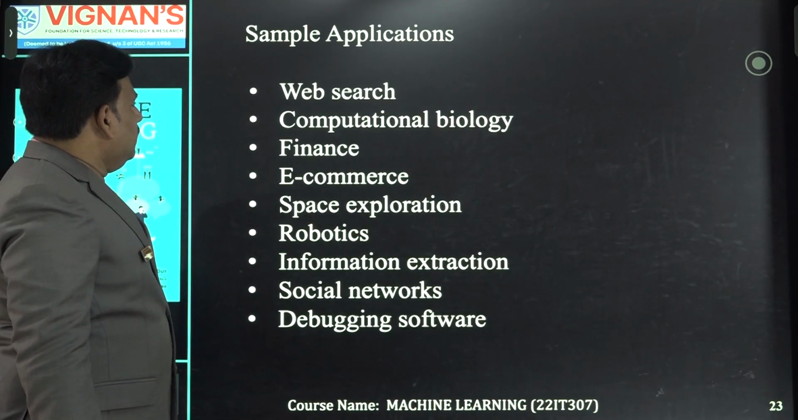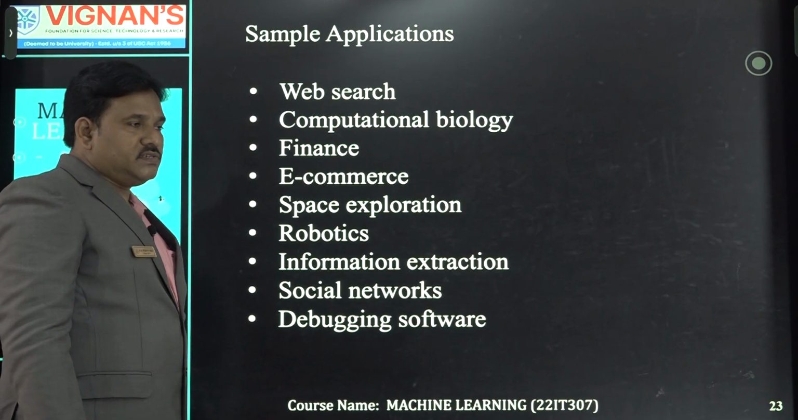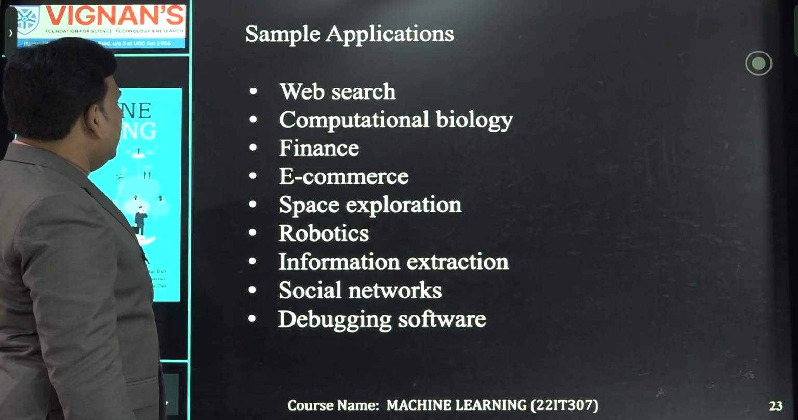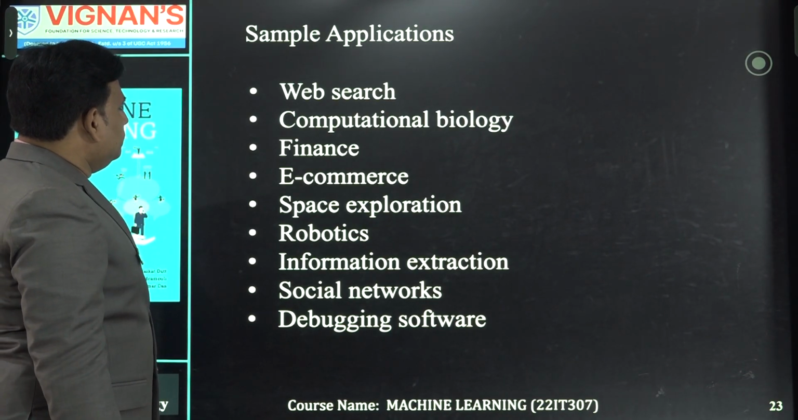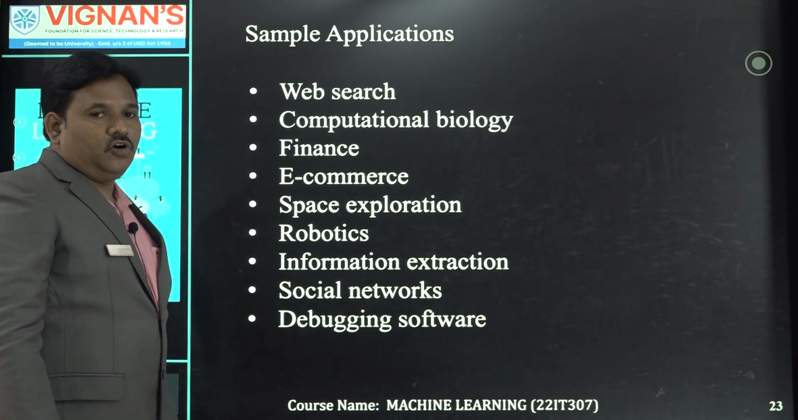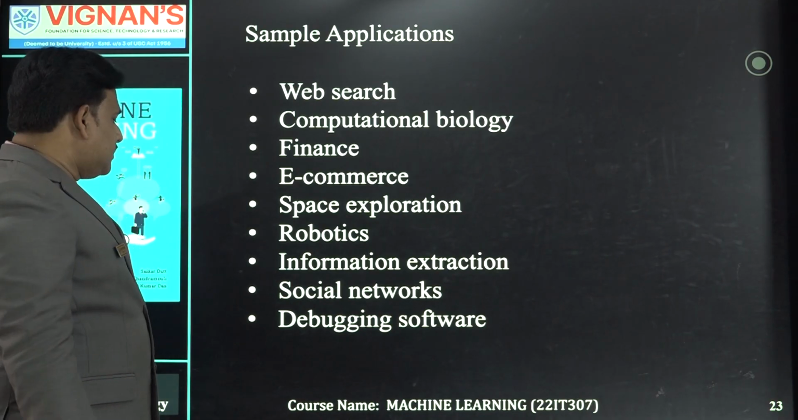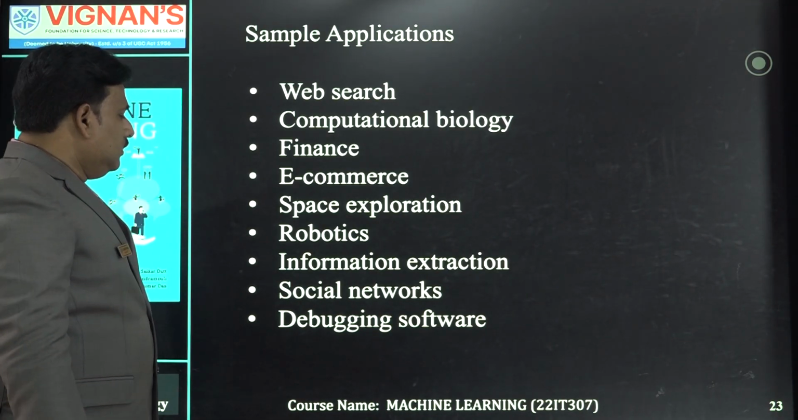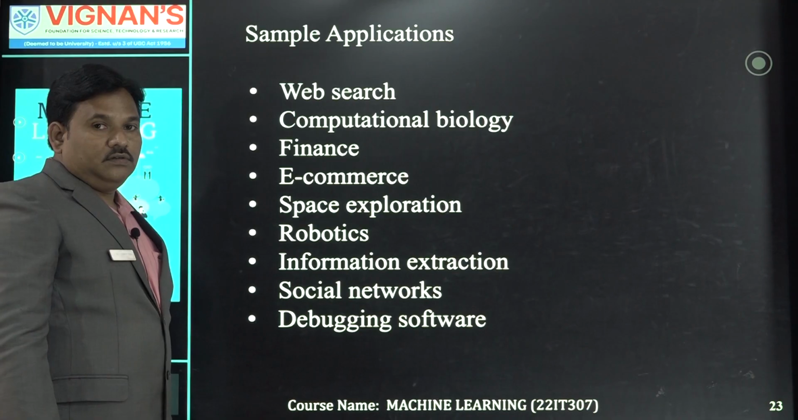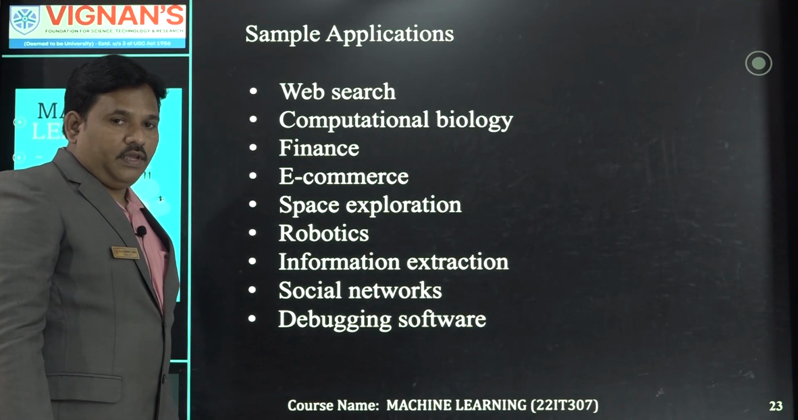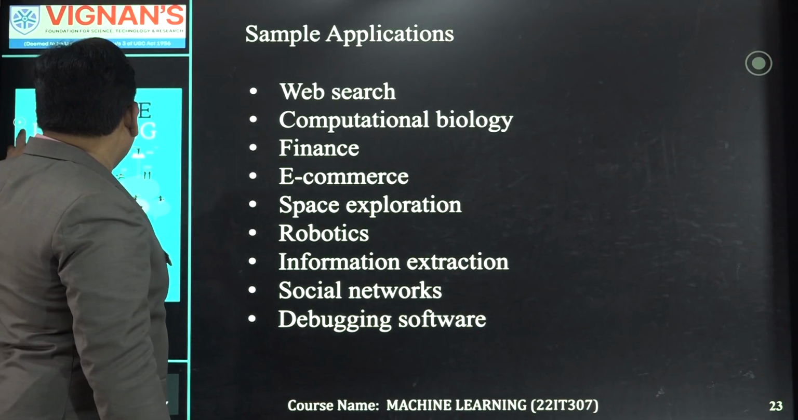And the most commonly used real-time examples where machine learning is going to play a key role are web search, computational biology, e-commerce, finance applications, space exploration, robotics, social networks, and software debugging. These are the major domains where ML is playing a crucial role in the current scenario.